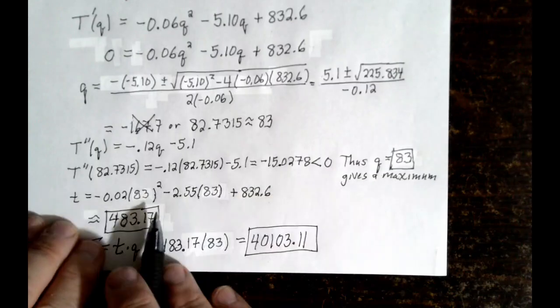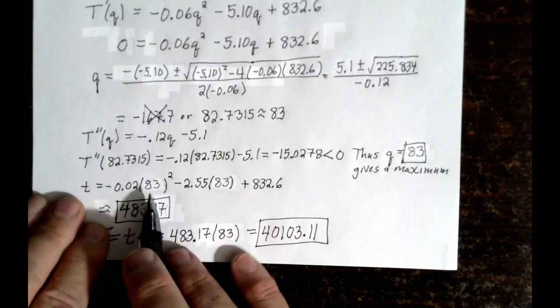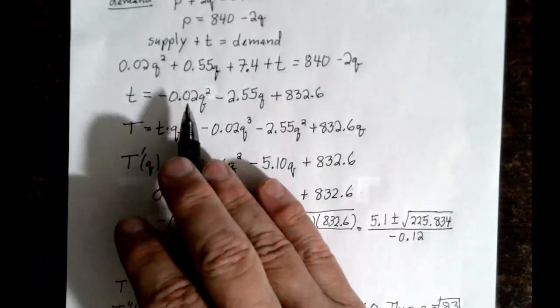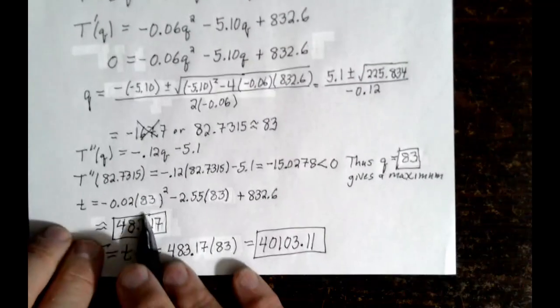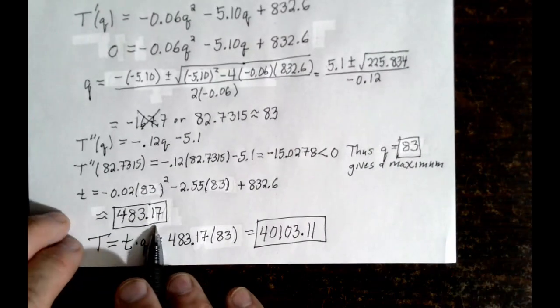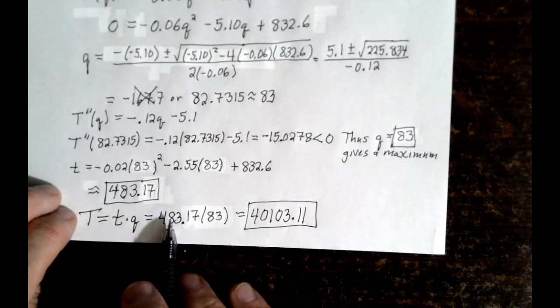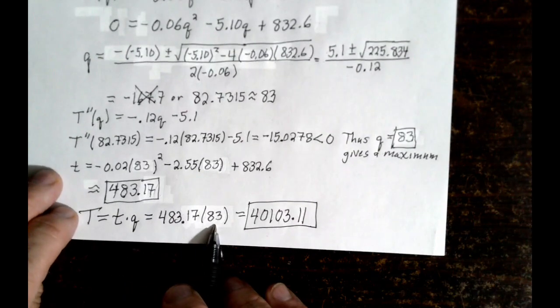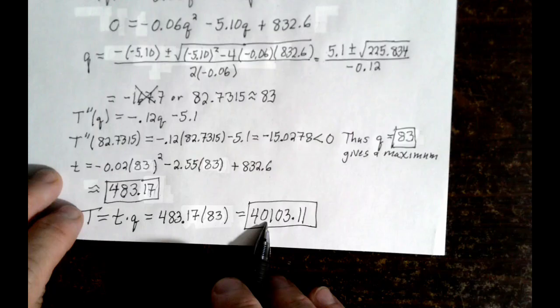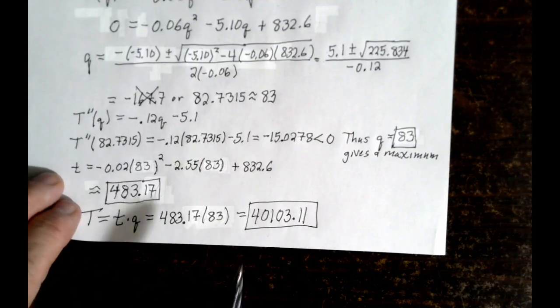Alright, so you plug that Q into the T equation, and you get a tax per item of $483.17. And if you multiply that times your quantity, which is around 83, you get $40,103.11.